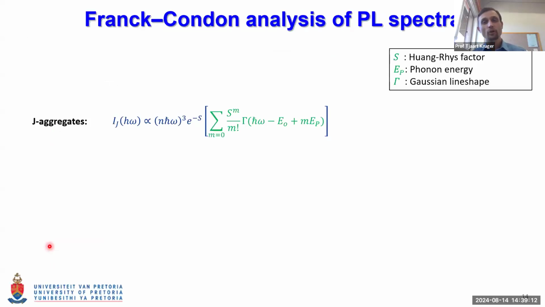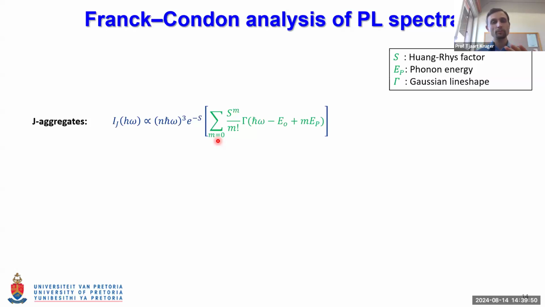Okay, one can do a Franck-Condon analysis of the photoluminescence spectra. This is just an empirical way of modeling, or actually more fitting, experimental spectra. In the case of J aggregates, one considers some prefactor exponential function, and then the convolution of different vibronic bands. Each m here refers to another vibronic transition that is considered.